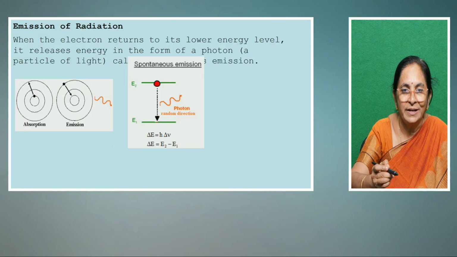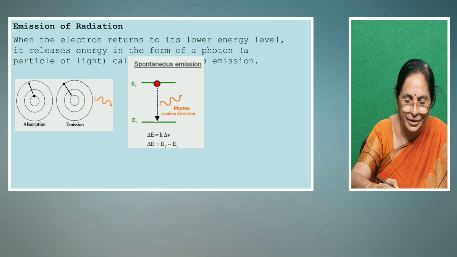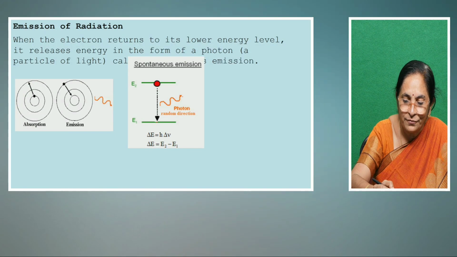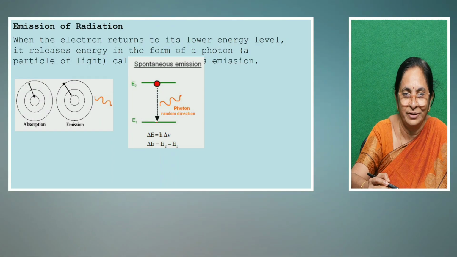So in terms of energy levels, I have shown here energy levels 1 and 2. The electron in the excited state, when it returns to its ground state, emits a photon. The emission of the photon will be in a random direction. Anywhere it could be.